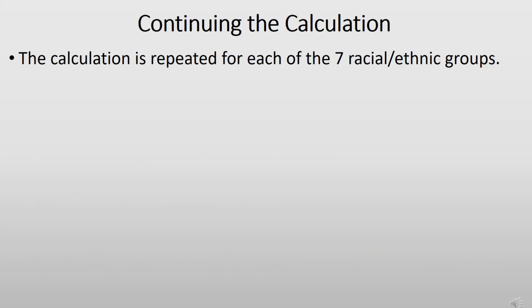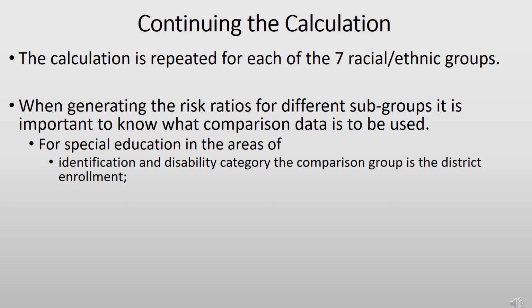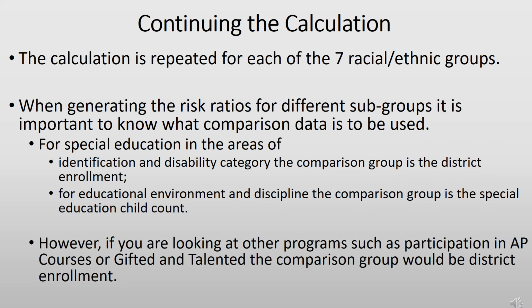Continuing the calculation. The calculation is repeated for each of the 7 racial ethnic groups. When generating the risk ratios for different subgroups, it is important to know what comparison data is to be used. For special education in the areas of identification and disability category, the comparison group is the district enrollment. For educational environment and discipline, the comparison group is the special education child count. However, if you're looking at other programs such as AP courses or gifted and talented, the comparison group would be the district enrollment.